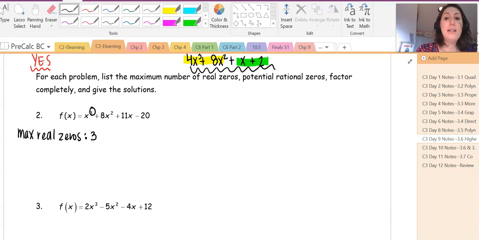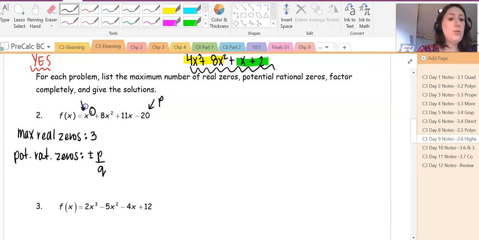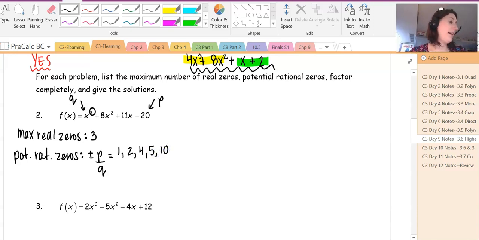zeros you could have. Now for your potential rational zeros, which is a mouthful, so I'm abbreviating, this is your plus or minus p over q. So p is your constant and q is your lead coefficient. All right, and this is factors of p and factors of q. So factors of p, well, we have 1 goes into 20, 2 goes into 20, 3 does not, 4 goes into 20, 5 goes into 20, 10 goes into 20. Okay, that should be it.